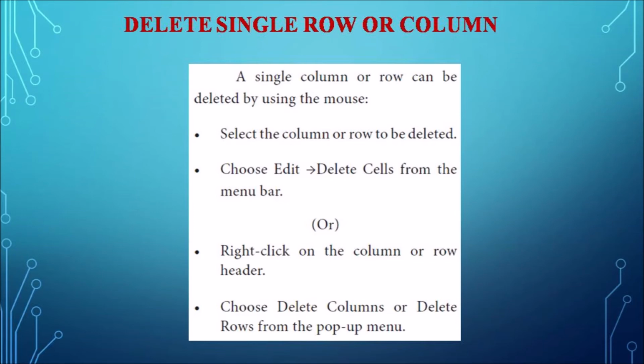Or the user can just right click the mouse on the selected column or row, that is, either the row header or the column header. Either the user can right click the column name or the row number, and select the option Delete Columns or Delete Rows. Both options will be there. Once you select the rows and right click, the Delete Rows option will be there. In case you select a column and right click, the Delete Columns option will be there, from the pop-up menu. So these are the two methods for deleting a single column or row.